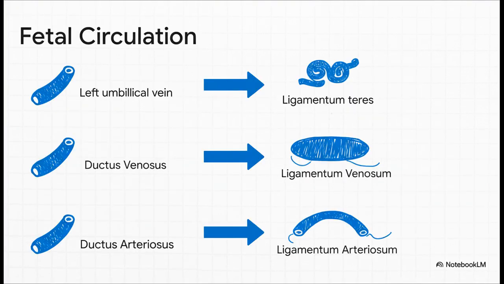Now, this is what I love. The clue is right there in the names. The left umbilical vein becomes the ligamentum teres of the liver. See that L connection? And it gets even easier from there. Ductus venosus becomes ligamentum venosum, and ductus arteriosus becomes ligamentum arteriosum. The words themselves are practically giving you the answer.